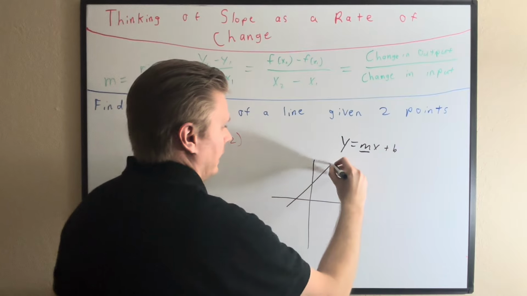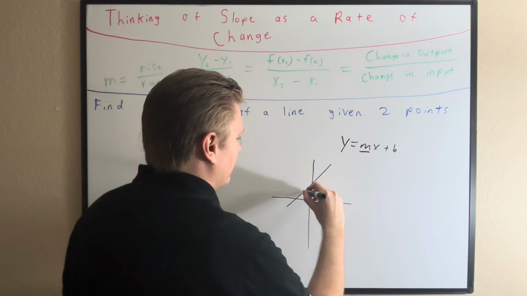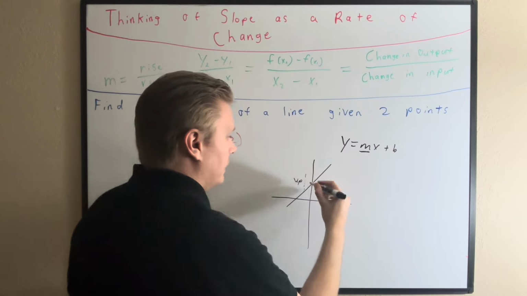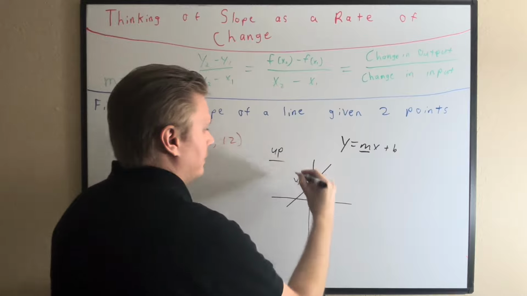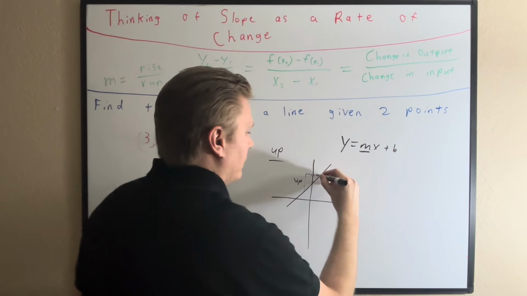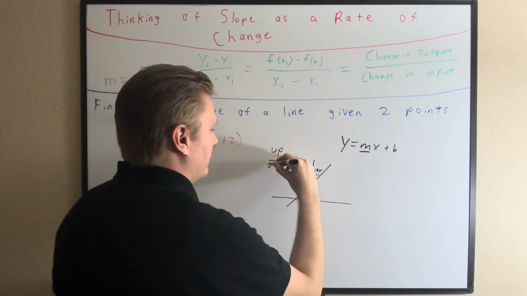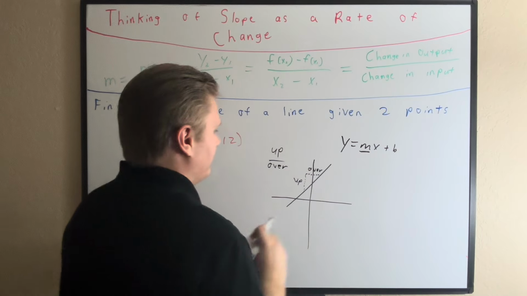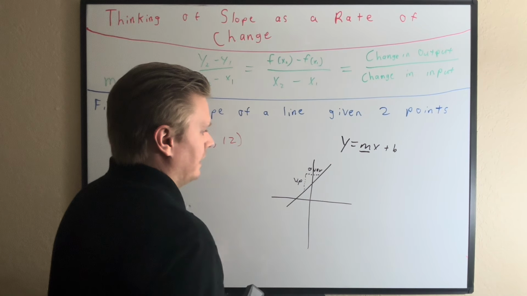So you take any line and you would say that slope would be the rise, how far it goes up, right? And you divide that by how much it goes over, right? Up, over. Rise over run. It's another way of looking at it.